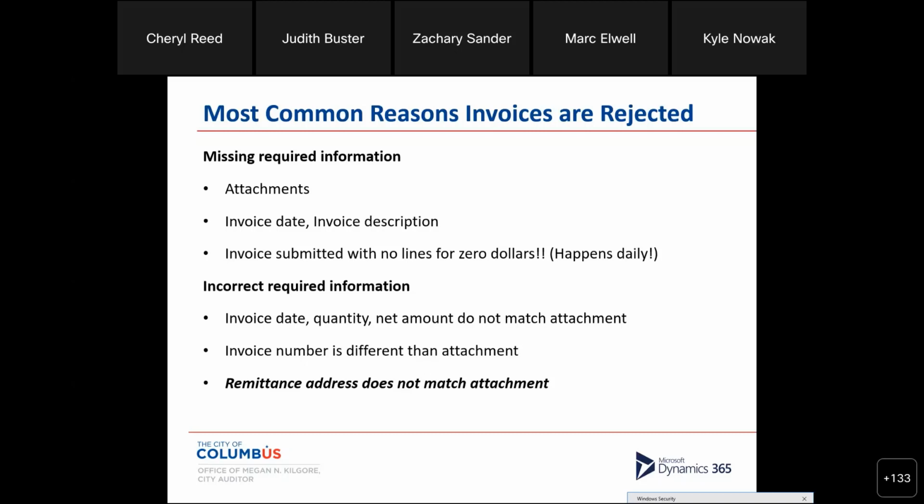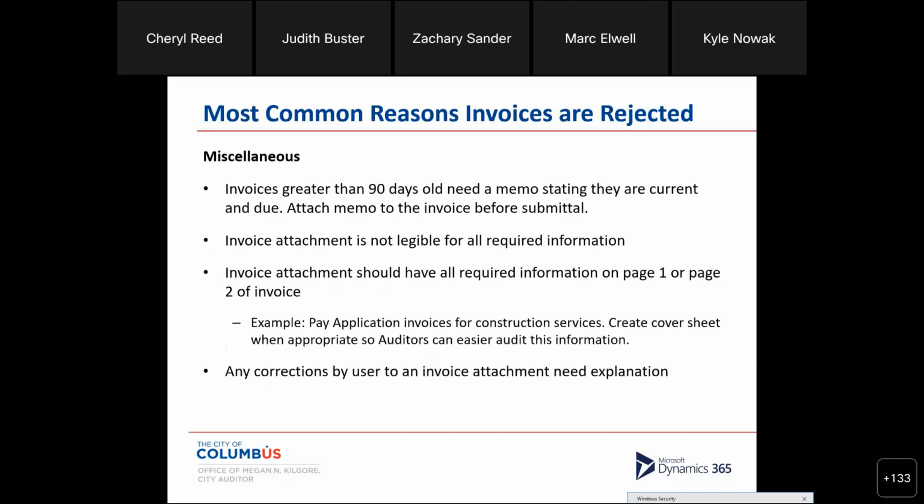So the invoice date is entered in wrong, or the quantity or the net amount doesn't match what you have attached. Again, that's where I like to set that default attachment, because then I can see the total side by side. So I can do a validation before I submit. Maybe the invoice number is different than the attachment. And at the bottom, it's bolded because I think it happens frequently. The remittance address doesn't match your attached invoice either. So those are all things to look out for.